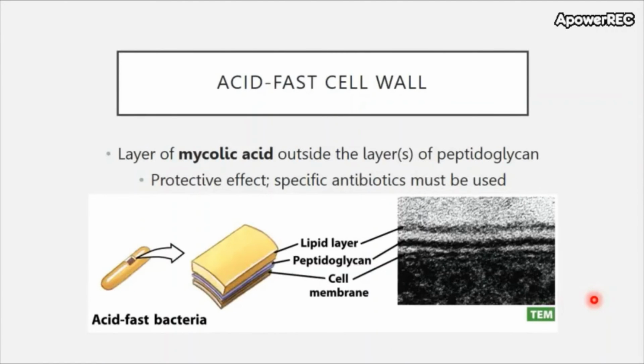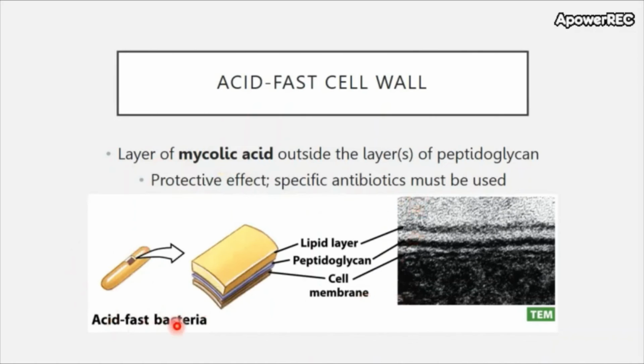Now let's talk about a different type of cell wall, the acid-fast cell wall. These contain a layer of mycolic acids, which are long-chain fatty acids, outside of the layers of the peptidoglycan. And as we've seen with other things that are on the outside of the cell wall, they provide a protective effect. And specific antibiotics must be used for these.